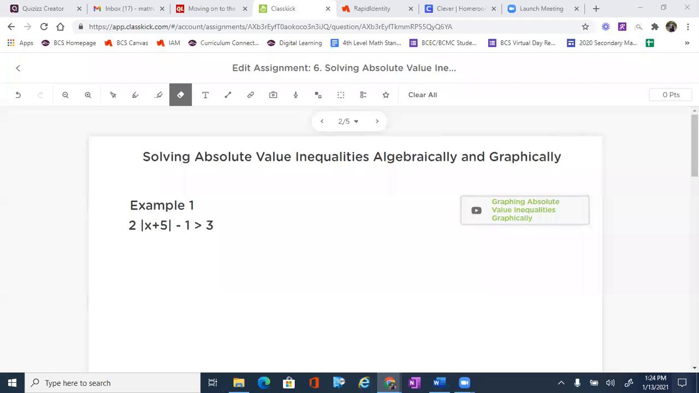All right, guys, we're going to solve absolute value inequalities. We're going to do this algebraically. As we did this, we broke this down into piecewise originally. We found out that there were two equations, so that's what we're going to do: break it down into two equations.